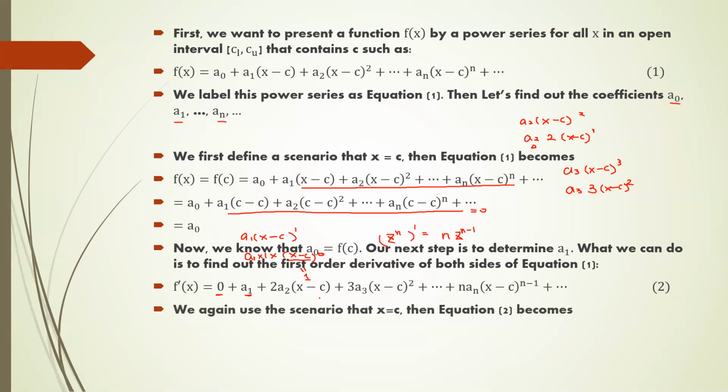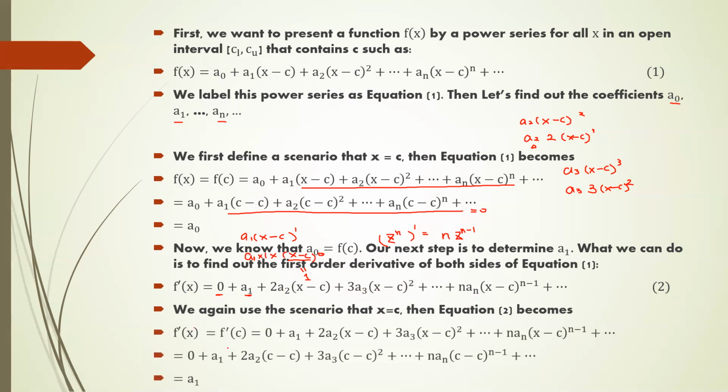So again, we try this scenario x equals c. We imply x as c. The left-hand side of the equation is f prime c. The right-hand side of the equation, all those terms equal 0 as c minus c equals 0, and the only thing left on the right-hand side of this equation is a1. So we know that a1 equals f prime c.